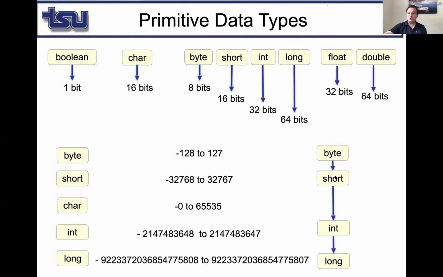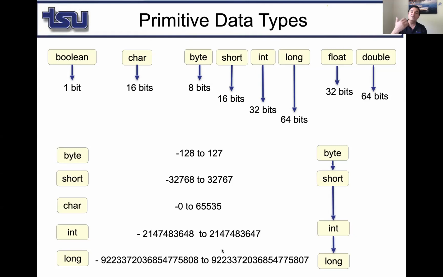So this is one way to think about it. A byte is a short. Why? Because this range is within this range. Short is an int. Why? Because the range of short is within the range of integers. And int is a long. Why? The range of integer is within the range of long. So you can always have it this way. Byte is a short, short is an int, int is a long. Or byte is a long, short is a long, byte is an int. But you cannot say the opposite.